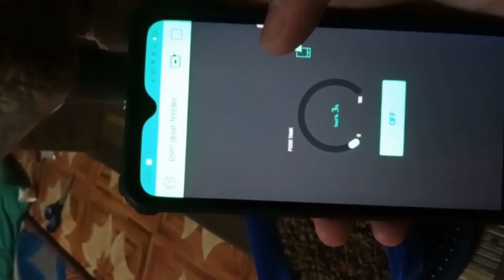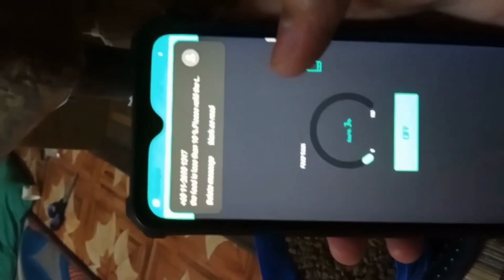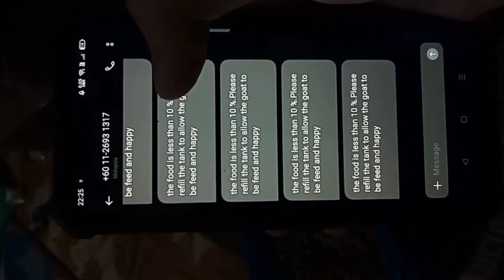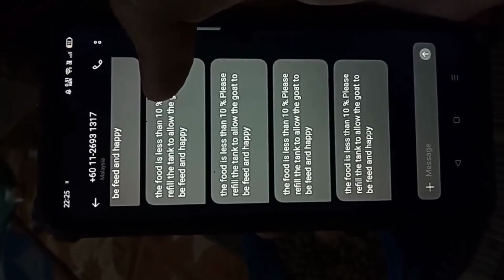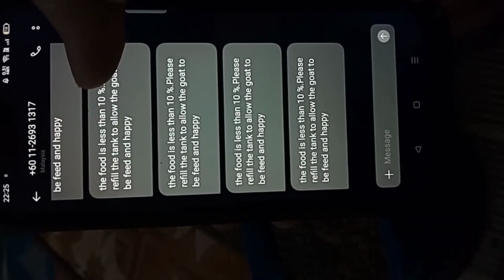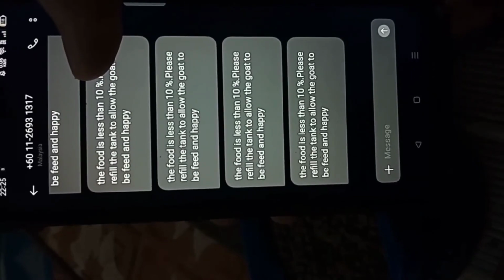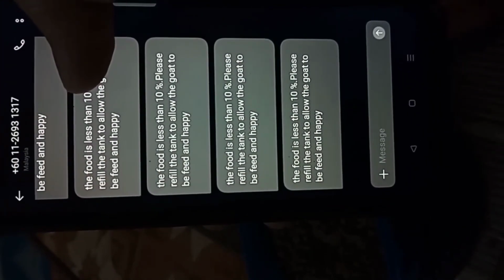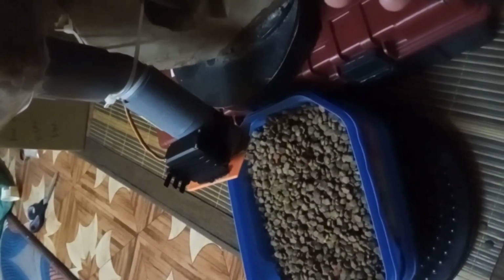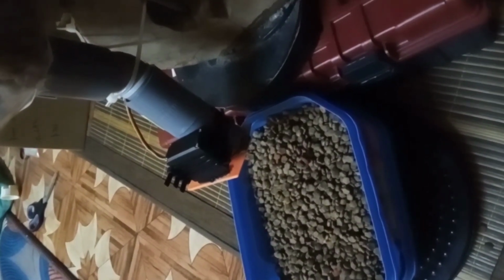So right now the food in our tank is at 3%. As you can see, there's a message that says the food is less than 10%. Please refill the tank to allow the goat to be fit and happy. So that's all for the experiment. Okay, thank you. And the motor will also not run since it is less than 10%. Thank you.